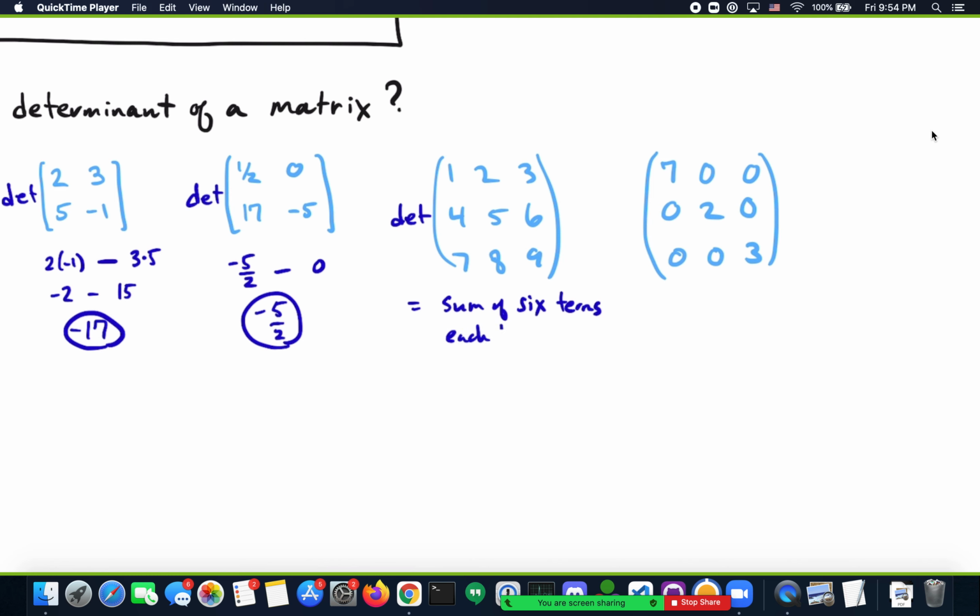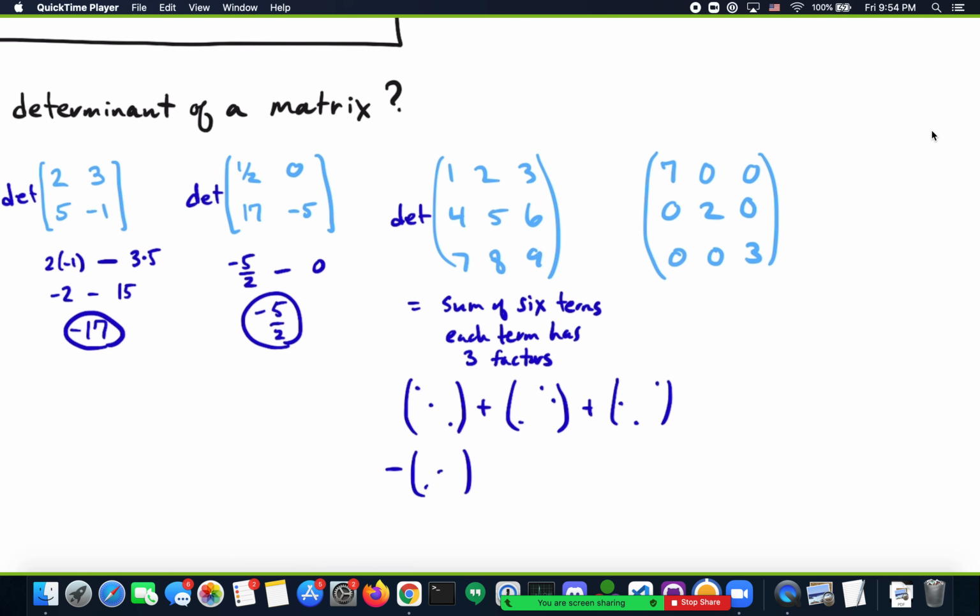Each term has 3 factors, 3 numbers in the term that are multiplied together. We call that a factor. There are 6 terms because there are 6 things that we'll add. We call those terms. So what are they? It's basically this times this times this plus this times this times this, plus this. Now minus this, minus this, minus this. So this is the pattern.